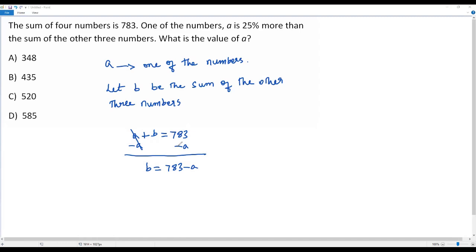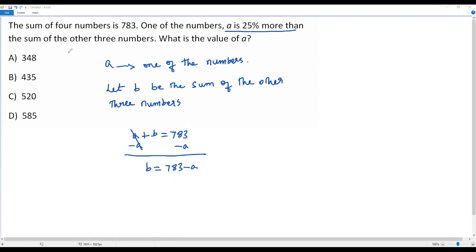Why did I solve for B in this equation? Because my aim is to get the value of A. If I solve for B in terms of A, then in the other part of the information in the question, if I get a B anywhere, I can plug in this expression in terms of A, and I'll have a chance to get the value of A. Now let me consider the other information.